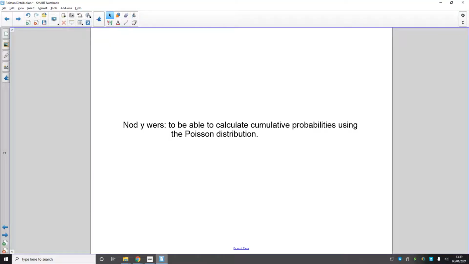Good morning, Year 12, and this is the second lesson on the Poisson distribution. In today's lesson, we're going to focus on how we can calculate cumulative probabilities without having to add them individually.